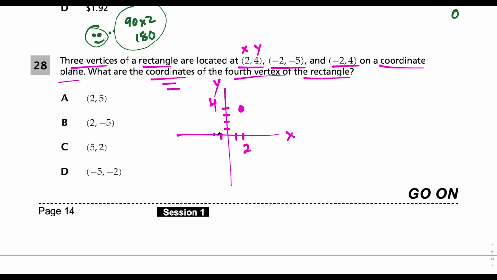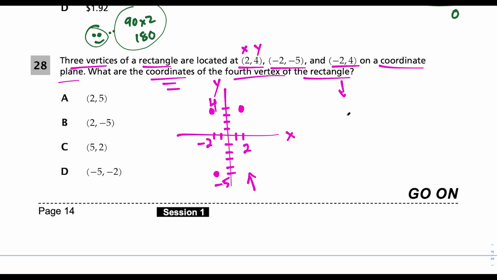Negative 2, negative 5 tells us to go to the left 2 and to go down 1, 2, 3, 4, 5. So (-2, -5) would be over here. And then (-2, 4), I would go to the left 2 and up 1, 2, 3, 4 to this location. So the missing vertex is going to be somewhere over here because it's a rectangle.